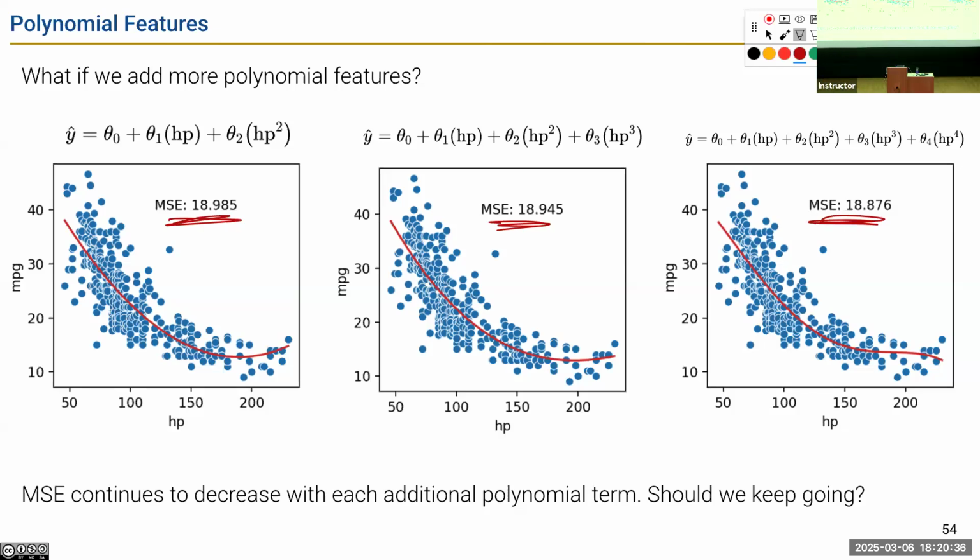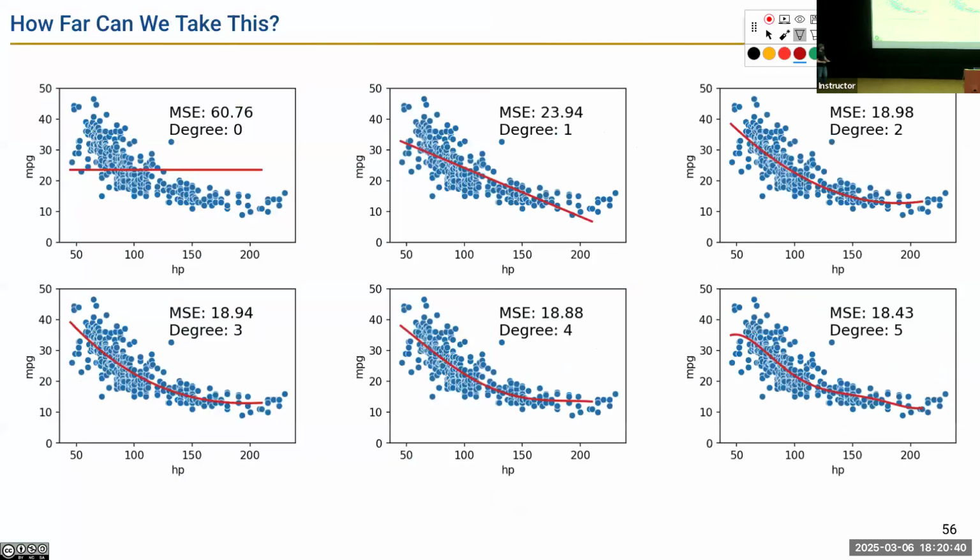So why not keep going? Why not just fit these points as closely as possible? As it turns out, you can make a polynomial that touches every single one of these data points and has a mean squared error of 0. You can arbitrarily send your in-sample mean squared error to 0. In this case, we've only gone up to a degree 5, but we can see it still goes down.